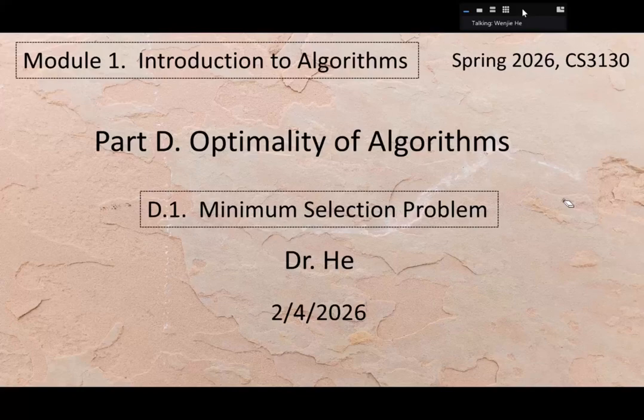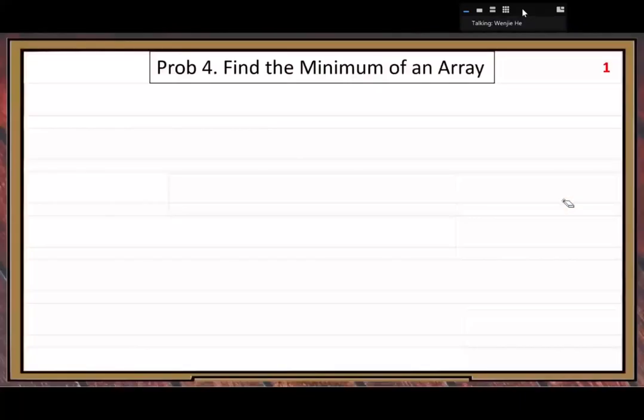Minimum selection problem, 8.1. All right. First, let me give you the question. Problem number 4. Find the minimum of an array. Very simple question, right? So everyone can do it easily. But from this simple, easy question, we can understand how to get optimality. Here, it's a simple one.